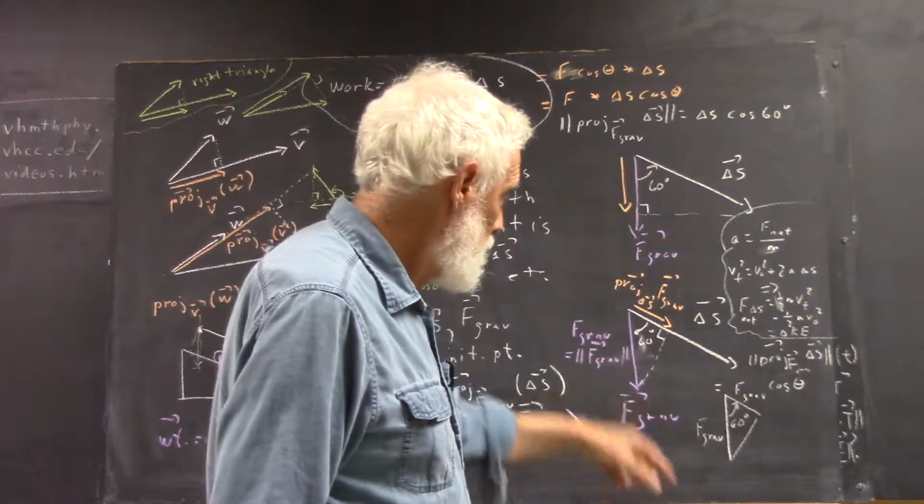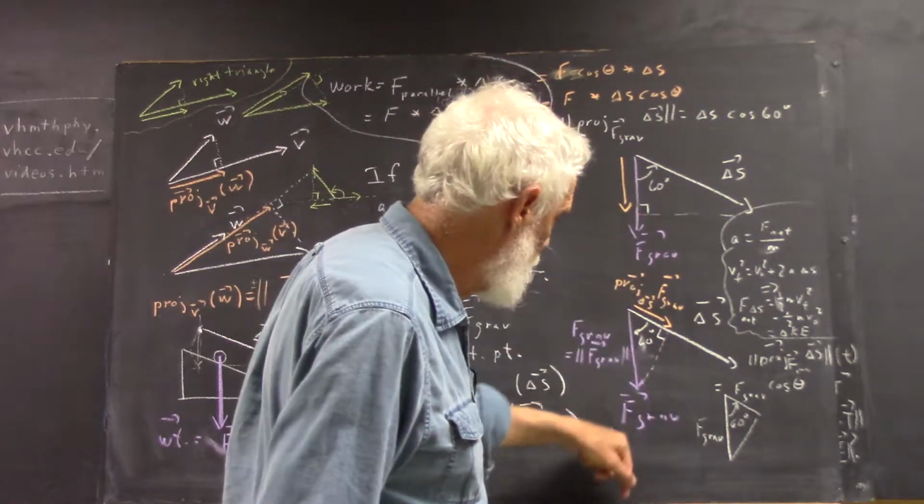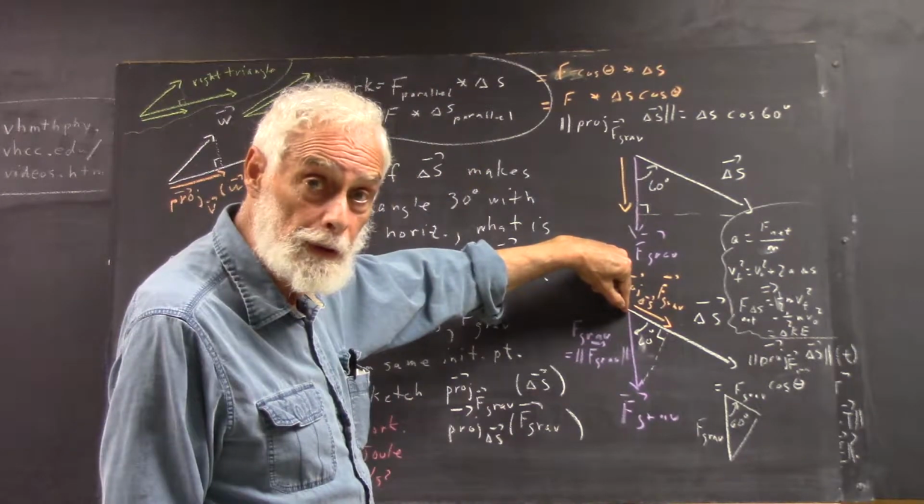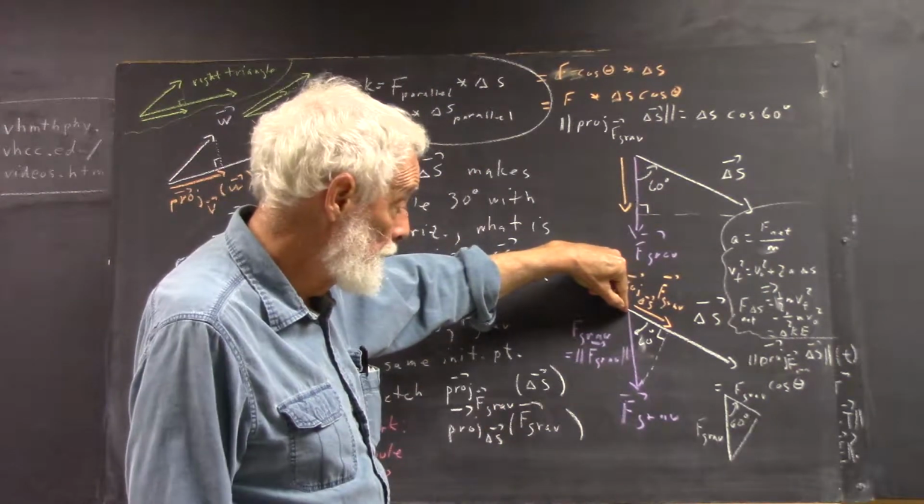So, here's the picture. Okay, here's our delta S vector, here's our F grav vector with the same initial point. That's what we do when we do projection, when we sketch a projection.